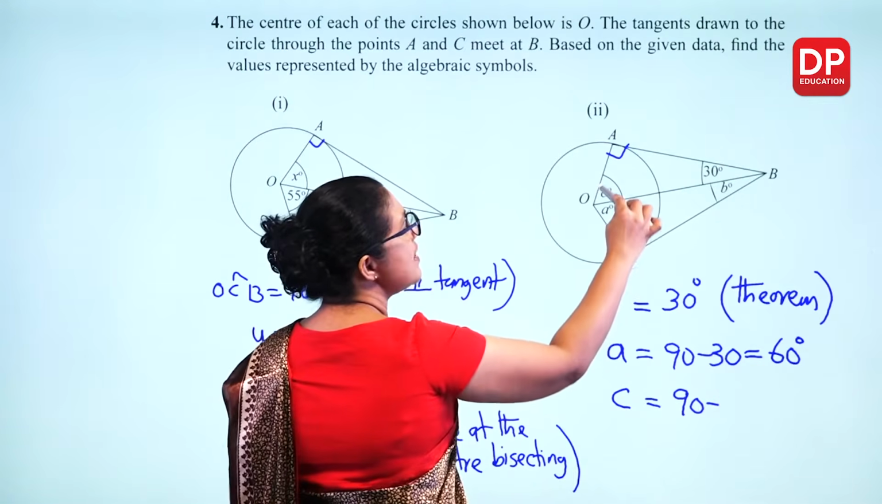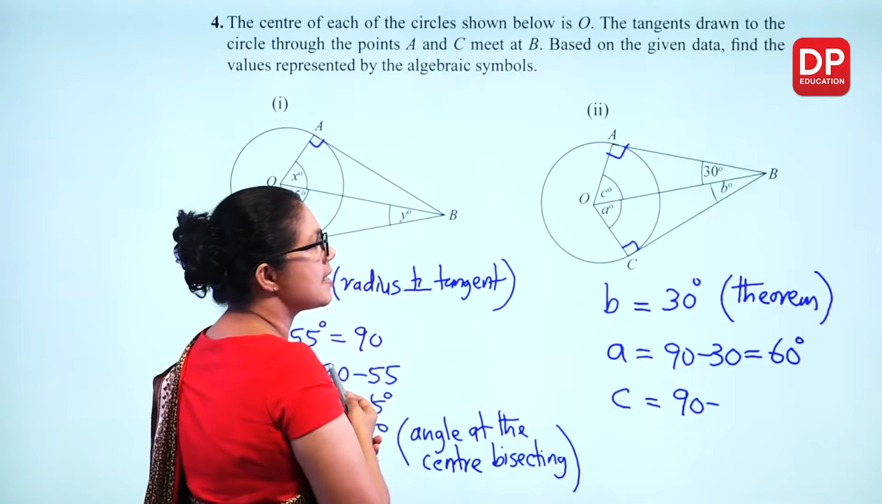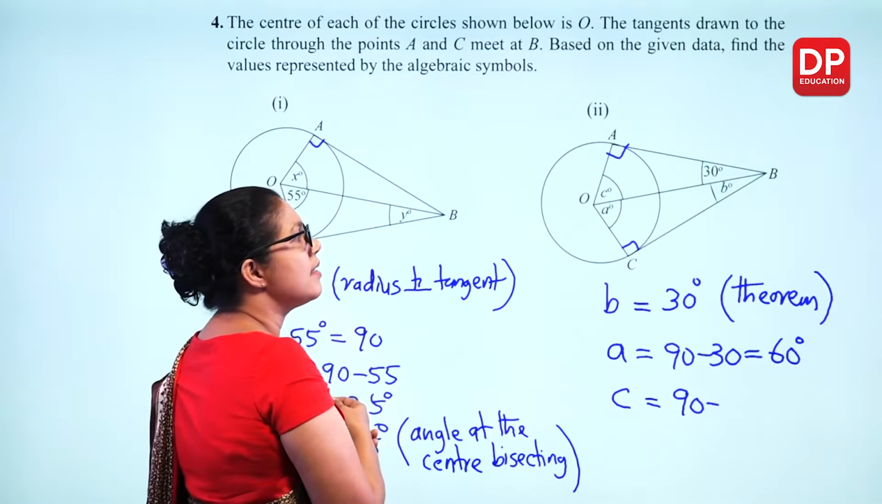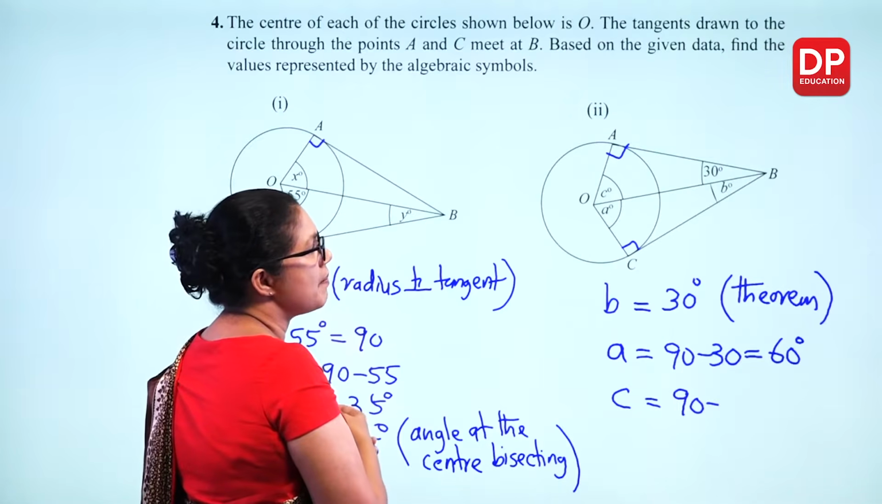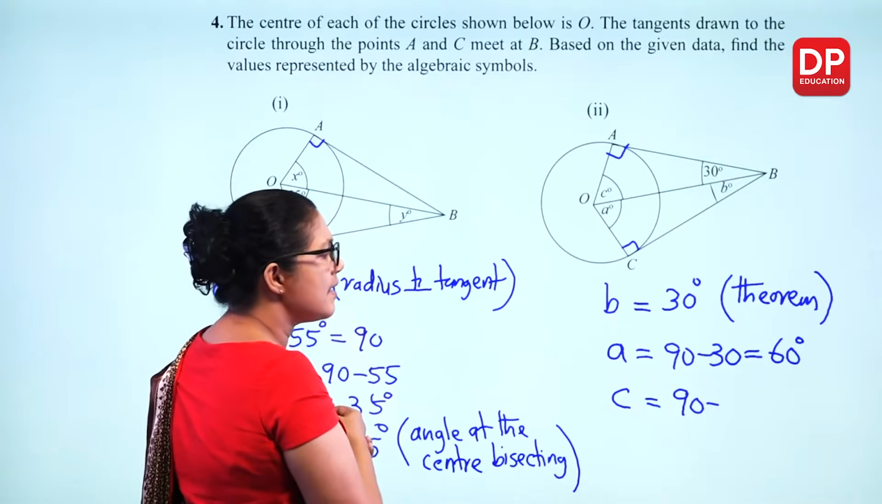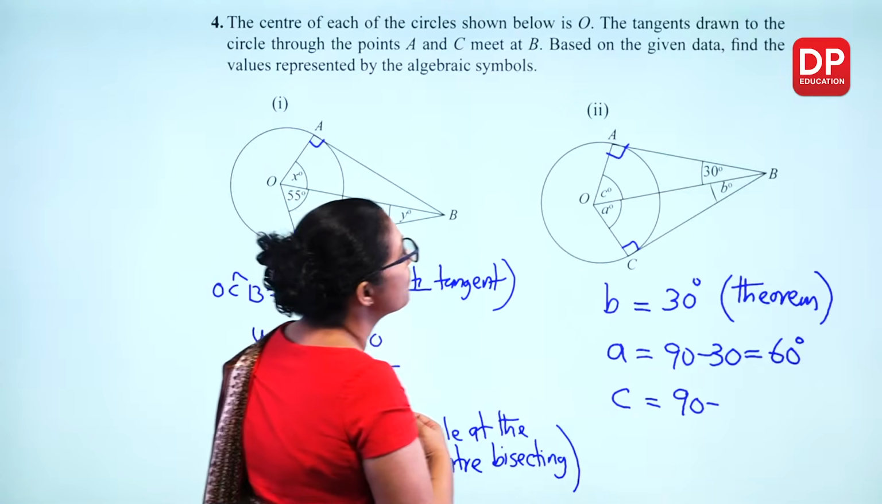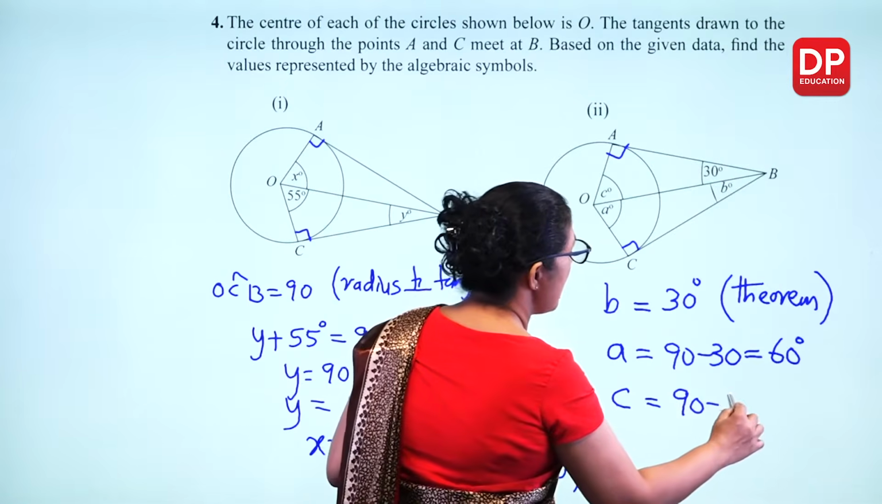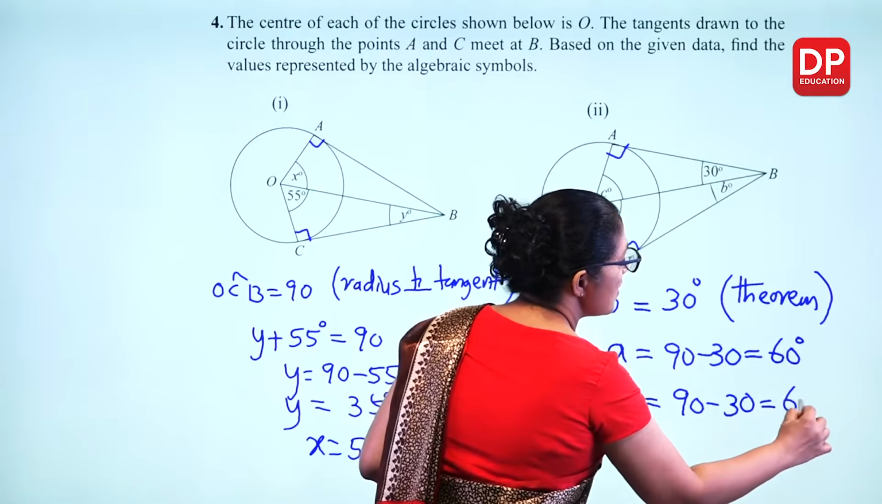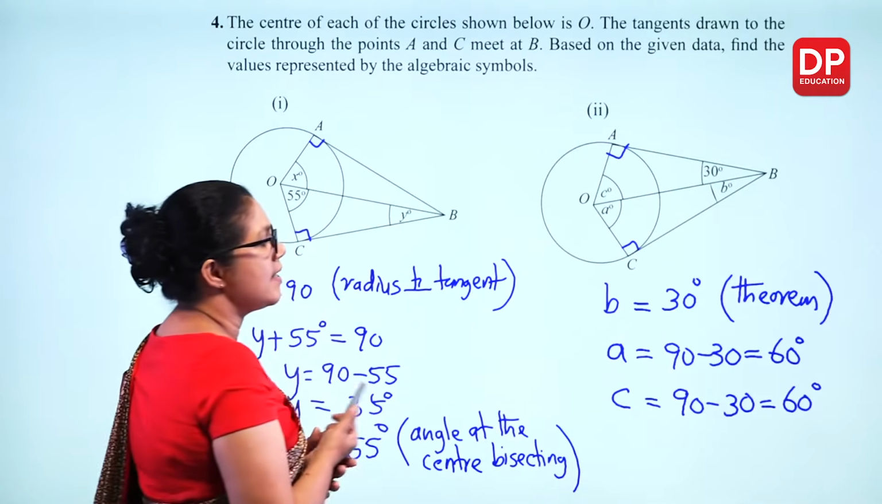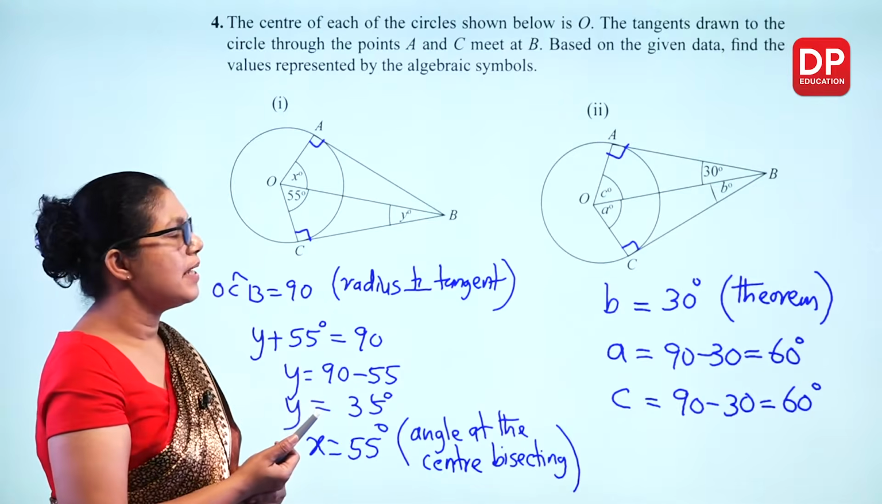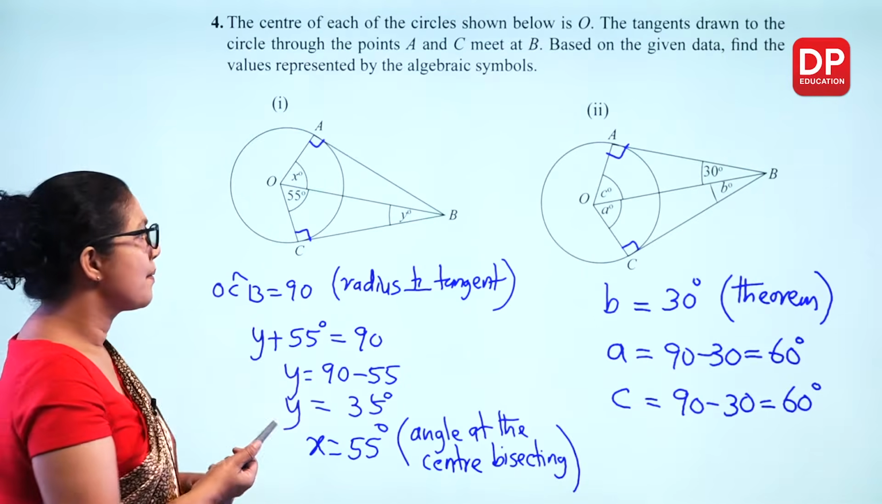Or you can say these two also equal. A equals C. Angle at the center also bisected by the line joining the center and the outside point. So you can write 90 minus 30 or the other. So A is 60, C also 60 and B equals 30 degrees.